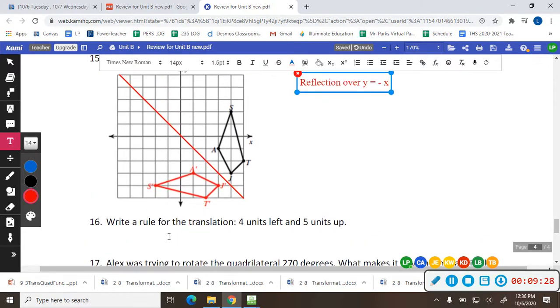How do you write a rule for the translation? Go 4 units left, 5 units up. You say, well, you take your point, arrow, and you move it 4 units to the left, and you move it 5 units up.